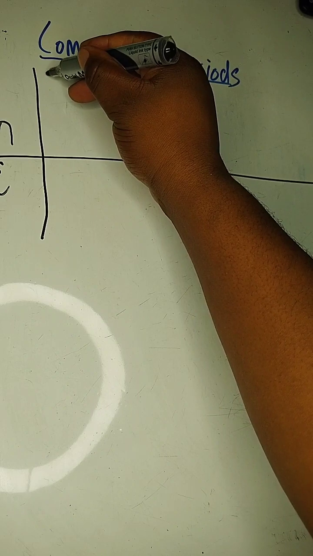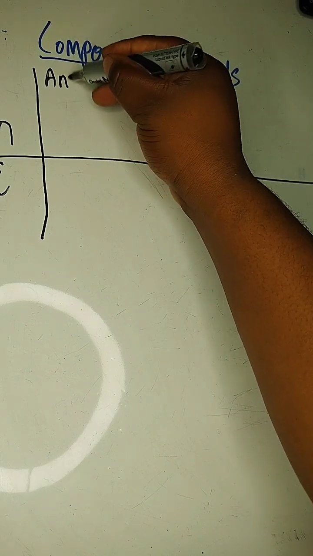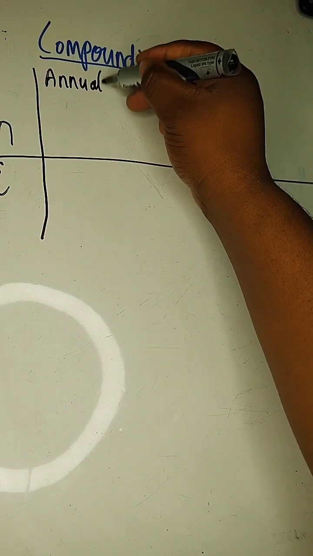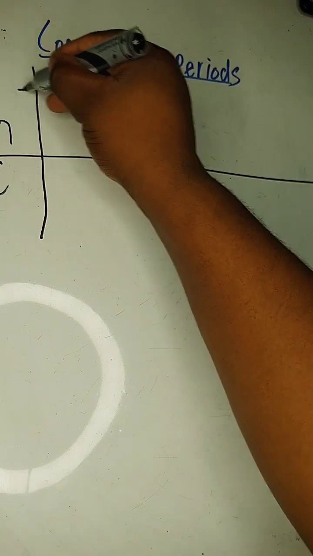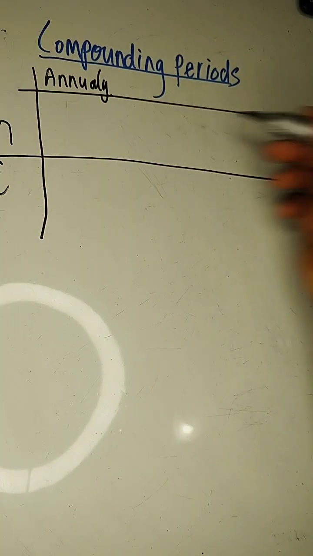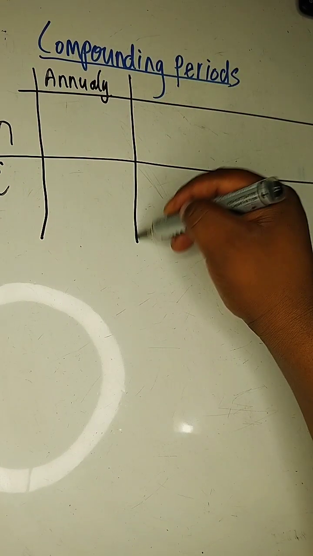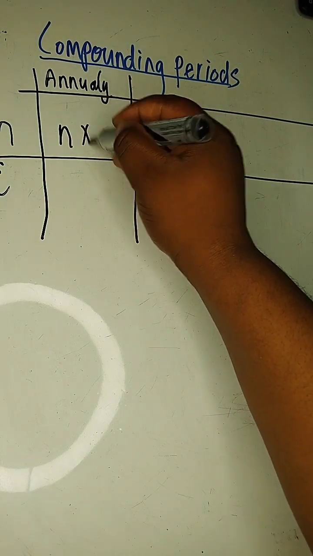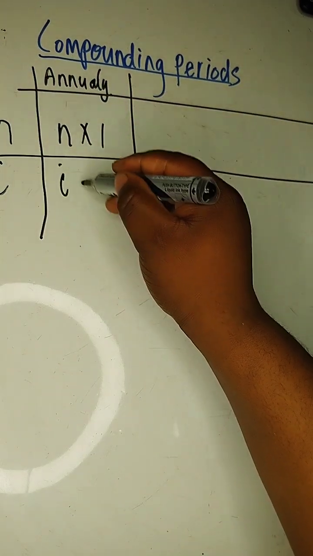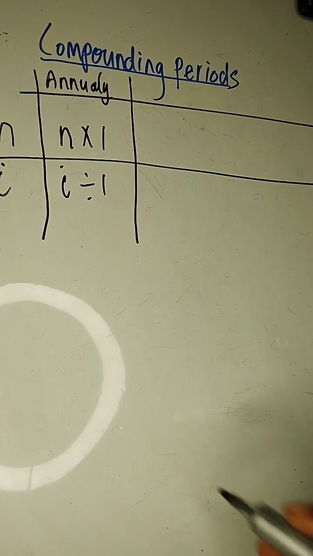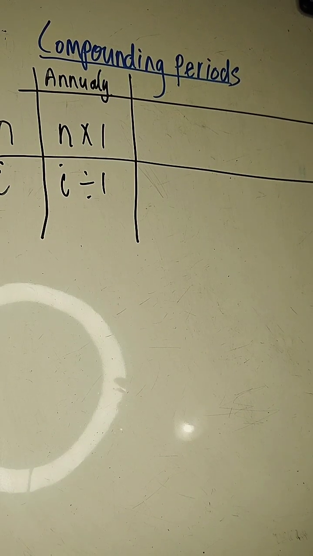Number one, we have the word annually. What does annually mean? Annually means once a year. Hence, on our N, we are going to multiply by 1, and our I, we are going to divide by 1. That is what we know.